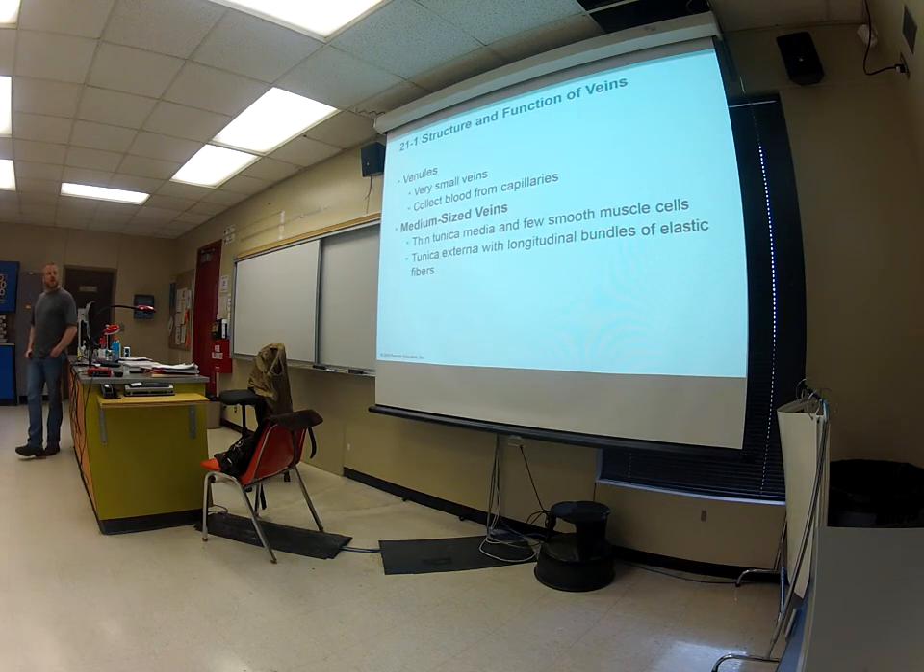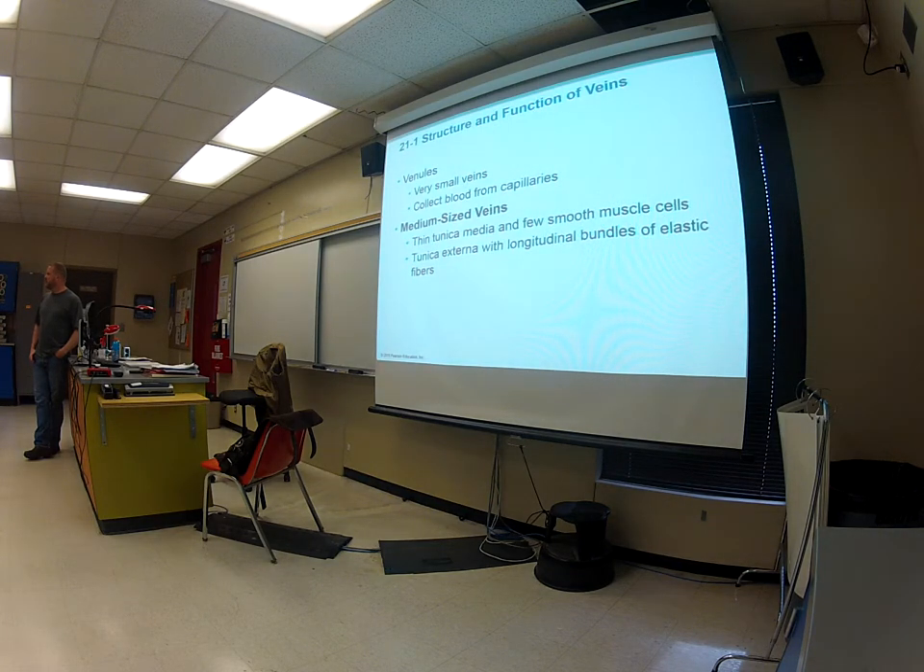Venules are very small veins. They collect blood from the capillaries, and then we do have medium-sized veins. I don't know what's up with that. Medium-sized. Thin tunica media, few muscles. We do get some vasoconstriction, some with veins, but not a lot. Not what you would think. All right? And then tunica externa with longitudinal bundles of elastic fibers.